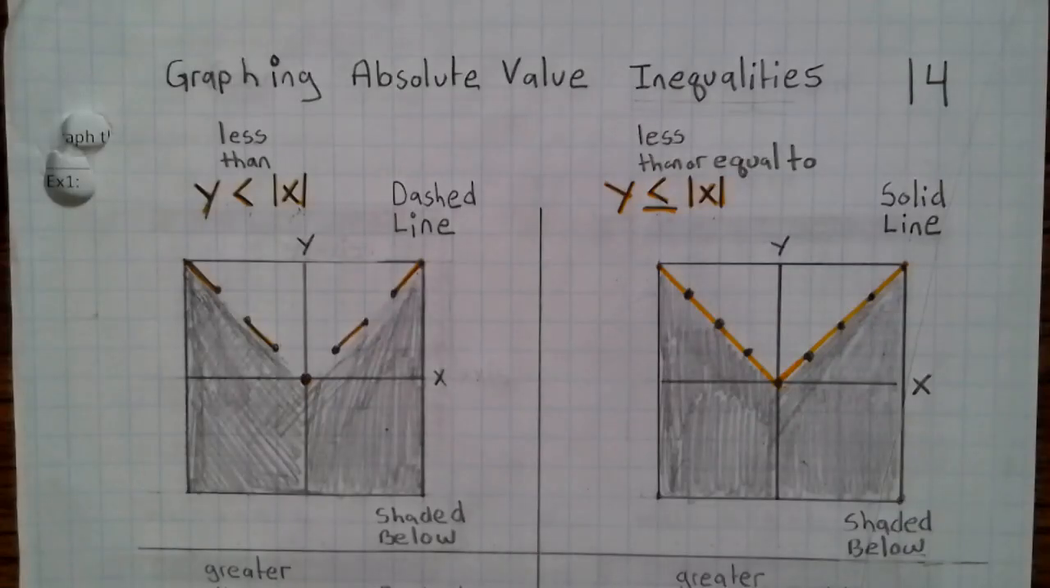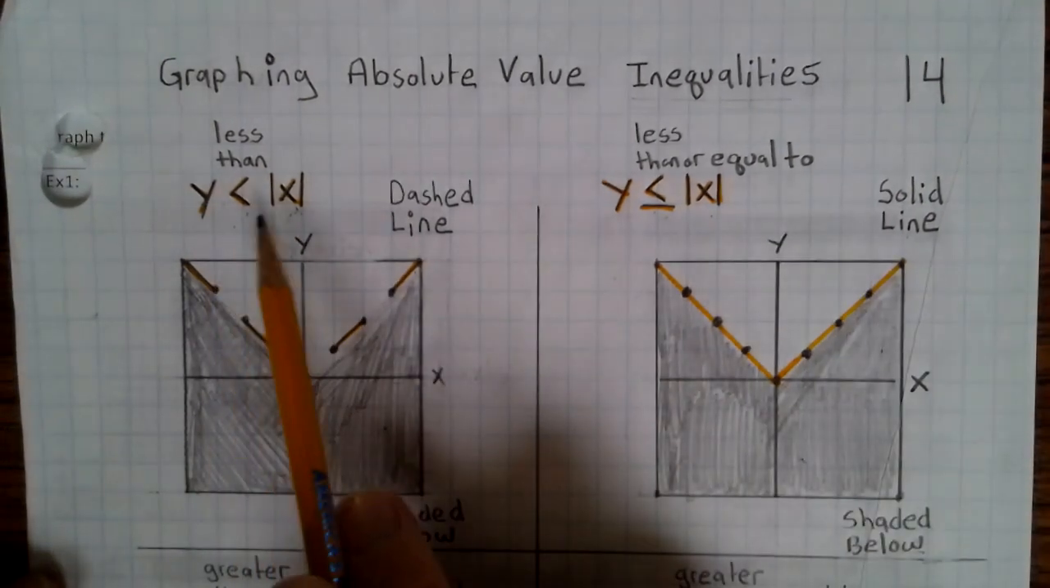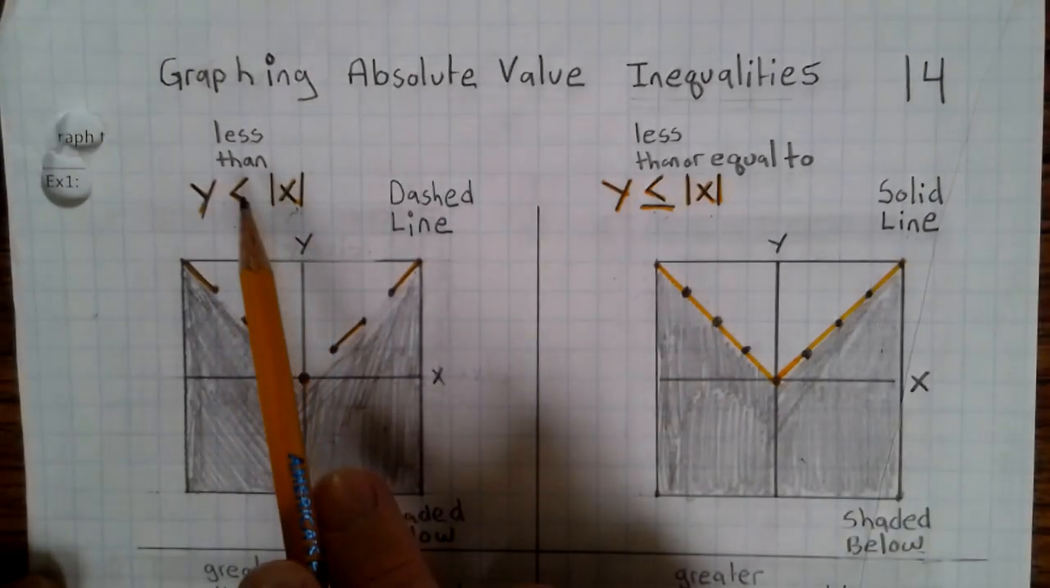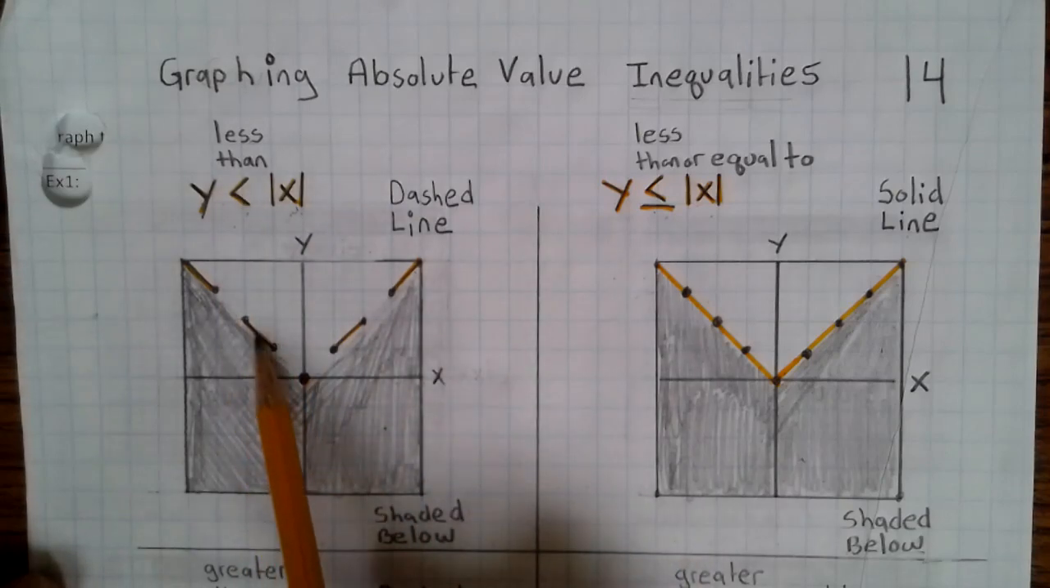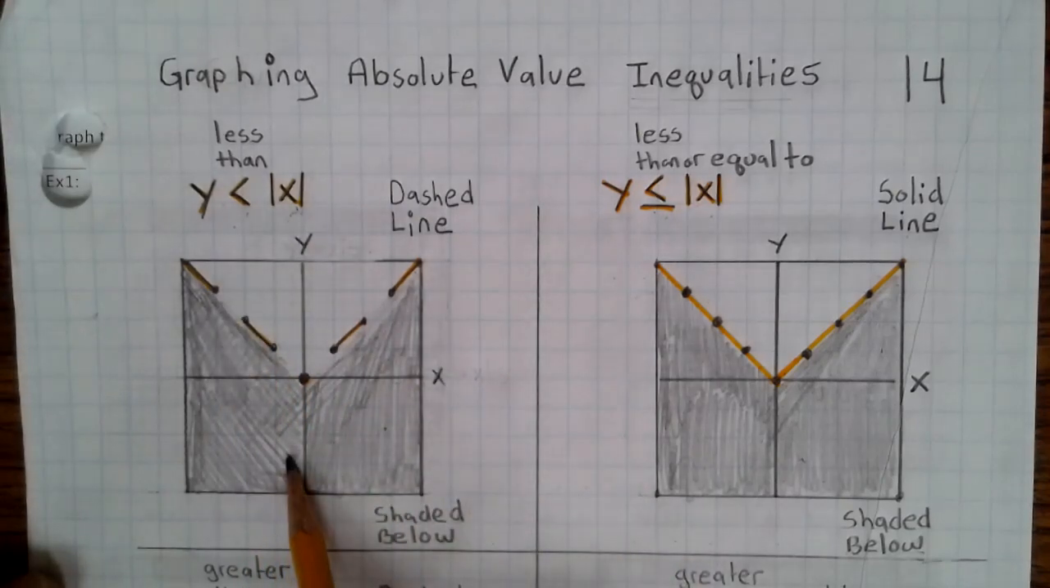Okay, Walkers, today we're looking at journal page 14, graphing absolute value inequalities. Okay, so the first one we have is y is less than the absolute value of x. Now, if there's no line underneath, it's a dashed line, and if it's less than, you shade below.